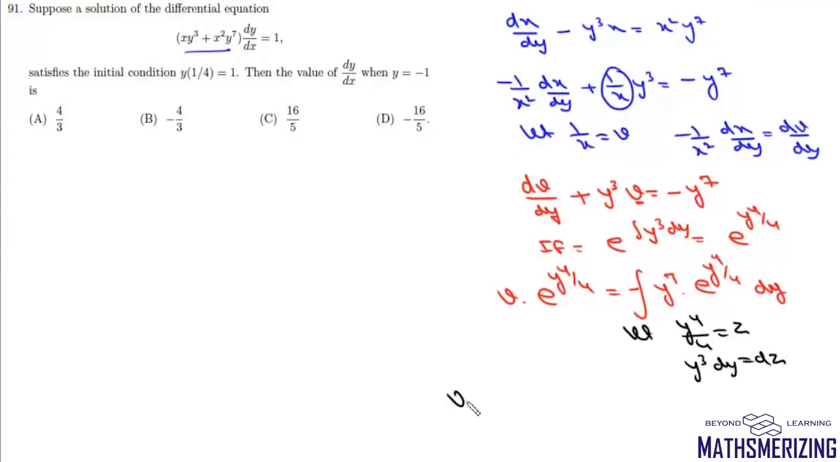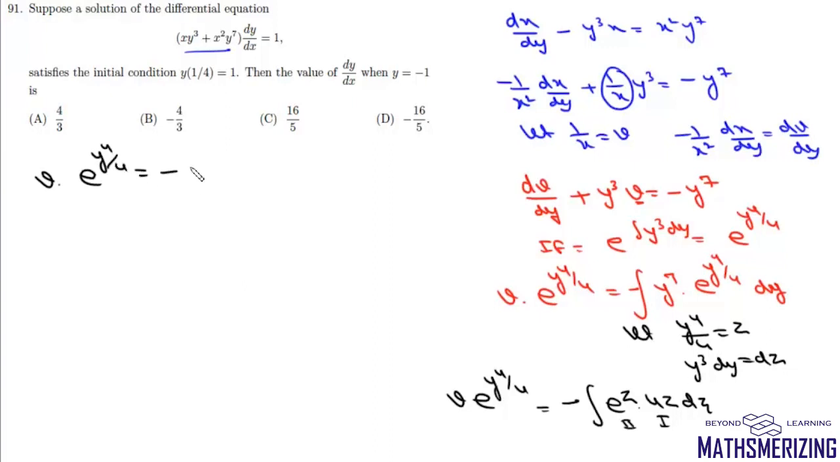We can write this as v into e to the power y to the power 4 upon 4, and here it will be minus and then e to the power z into 4z dz. Now we'll solve this integral using by parts. So this is first function and this is second function. So we can write v into e to the power y to the power 4 upon 4 and it'll be minus e to the power z into 4z minus 4 plus c.